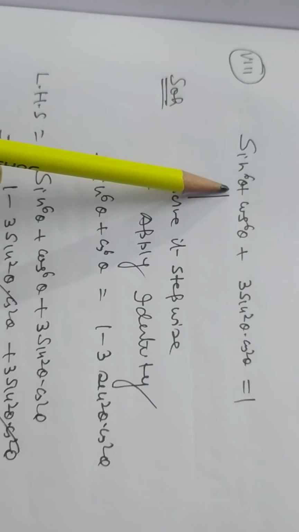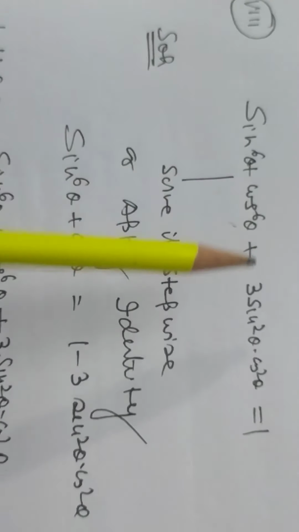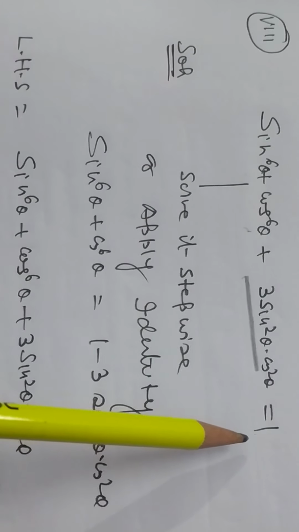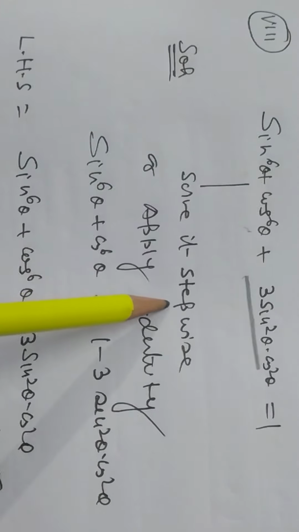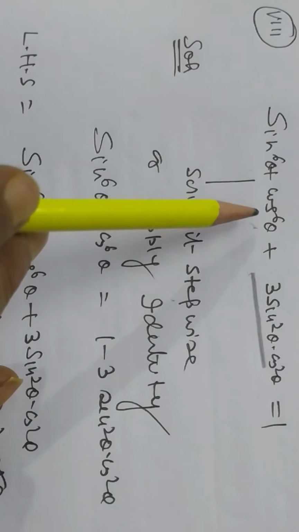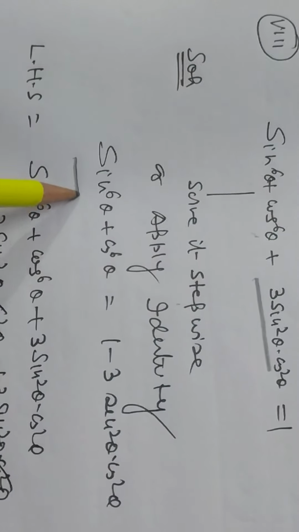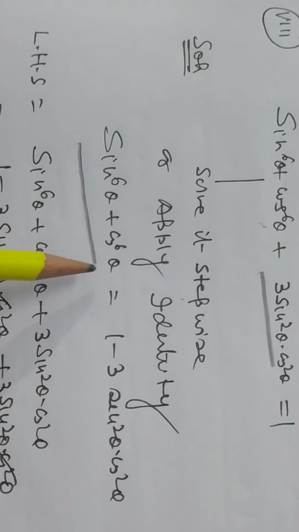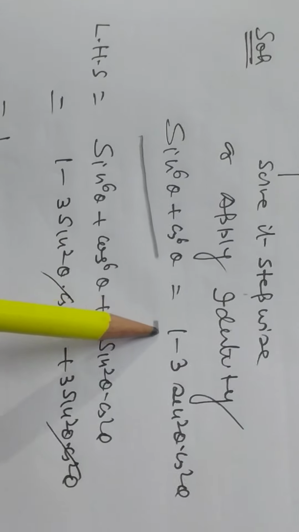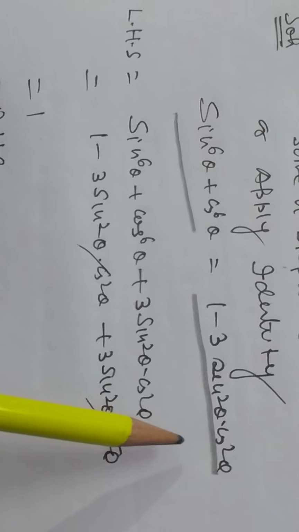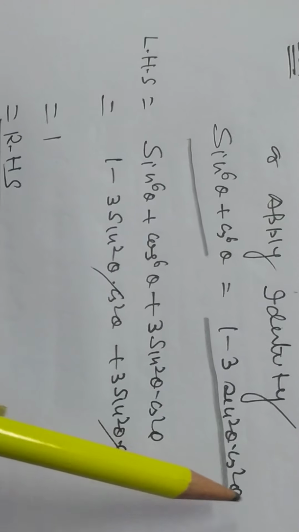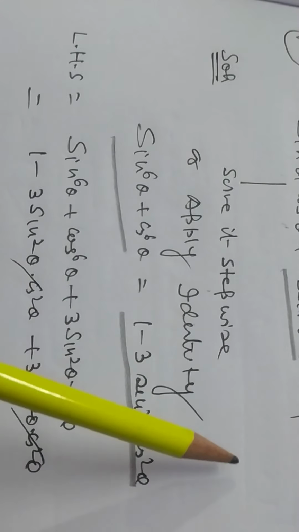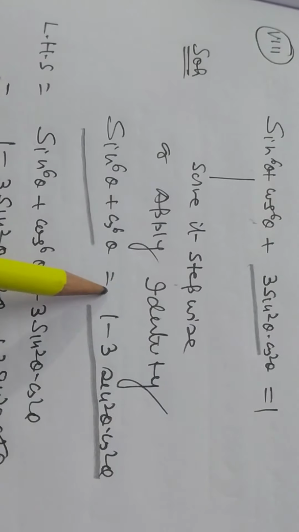Sine to the power 6 theta plus cos to the power 6 theta plus 3 sine square theta into cos square theta equals 1. My dear student, either you solve it step by step, or you can directly write the value: sine to the power 6 theta plus cos to the power 6 theta is equal to 1 minus 3 sine square theta into cos square theta. You write the value of this formula and directly apply it.